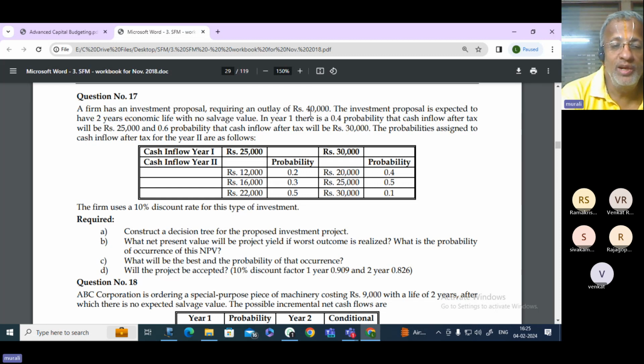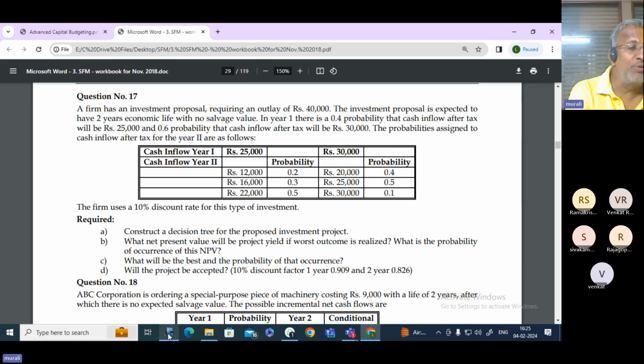They mentioned that in year number 1, with 0.4 probability, the cash inflow will be 25,000, and with 0.6, 30,000. The probabilities assigned to cash inflow after tax for year number 2 are as follows. The year 2 cash flows of 12, 16 and 22 will be the case only when the first year cash inflow is 25,000. That is the indicator. When the first year is 30,000, then you will have 20,000, 25,000 and 30,000 with the probability given.